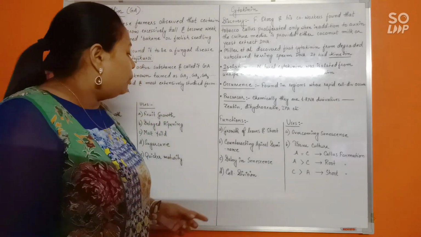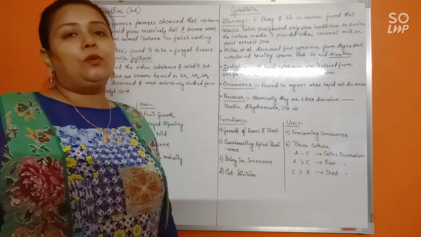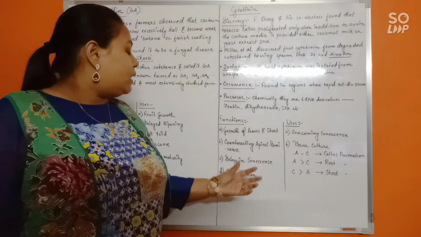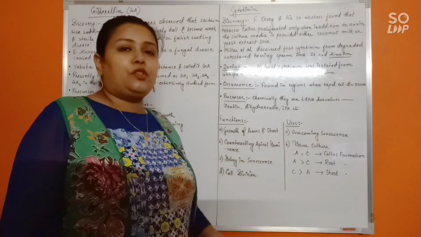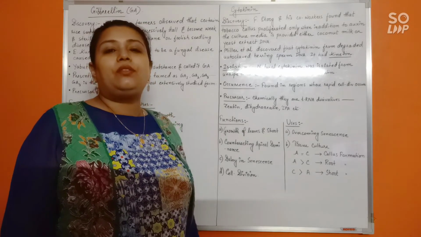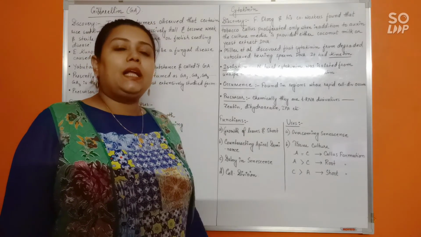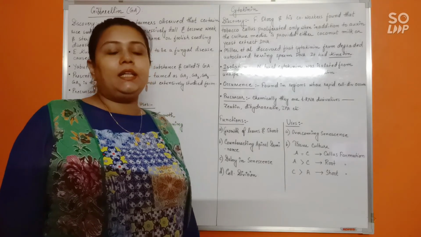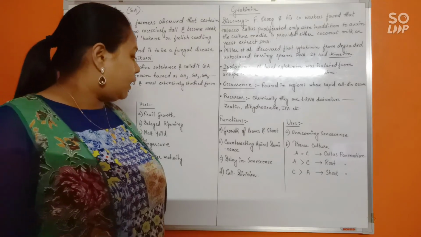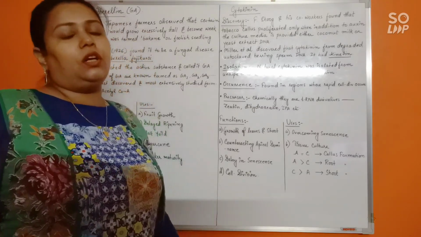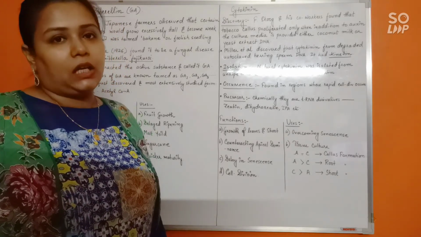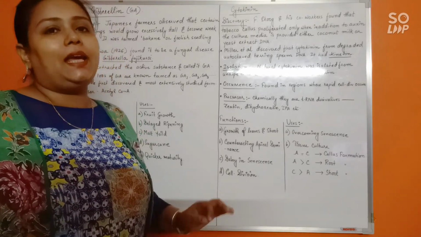Now, delay in senescence. It has been observed basically by two scientists, Richmond and Lang, that cytokinin will delay the process of aging or senescence. Hence, we also call this the Richmond-Lang effect. Application of cytokinin can keep the plant parts younger or delay the process of aging. Cell division, that is the most obvious part by now. All of you know that cytokinin will be promoting cell division just like auxin.